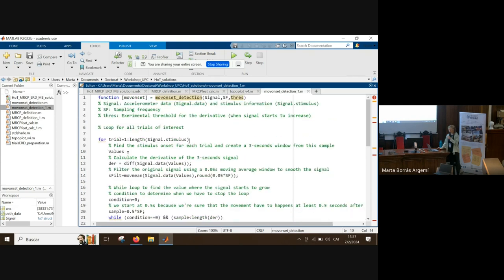So we upload the signal point stimulus, we find a single point stimulus for each trial, and we save a window from this point to this point plus 3 seconds. You also have to know that we are uploading the sampling frequency, which will be helpful to calculate these 3 seconds. I give you 2 minutes. Remember that it is a window. It is a vector. It should be a vector of 3 seconds.